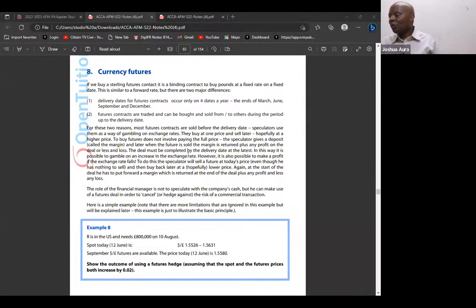The deal must be completed by the delivery date at the latest. In this way, it is possible to gamble on an increase in the exchange rate. However, it's also possible to make a profit if the exchange rate falls. To do this, the speculator will sell a future at today's price, even though he has nothing to sell, and then buy back later at hopefully a lower price. Again, at the start of the deal, he has to put forward a margin which is returned at the end of the deal, plus any profit and less any loss.